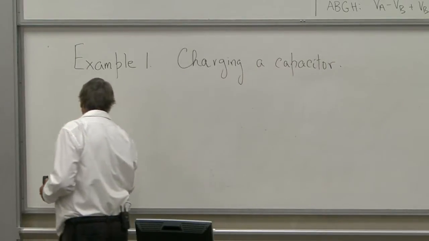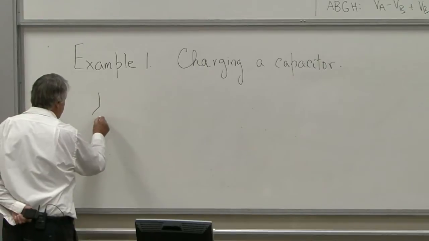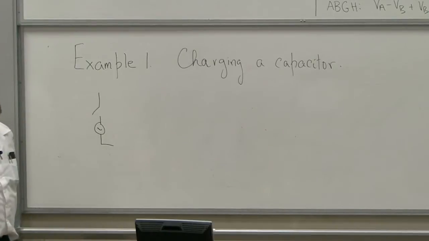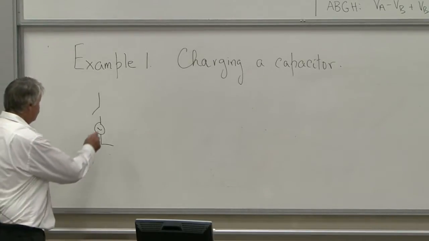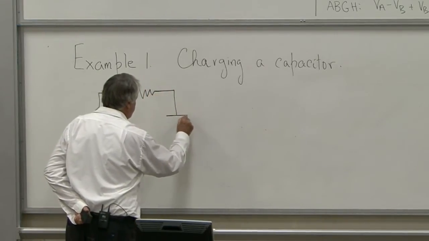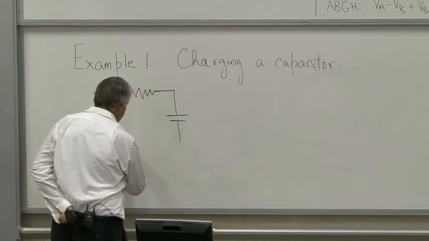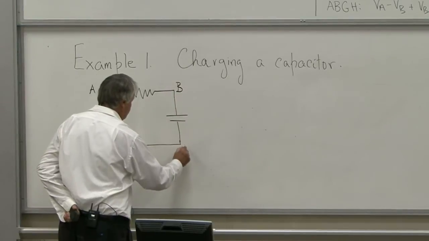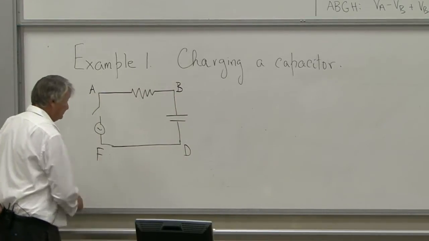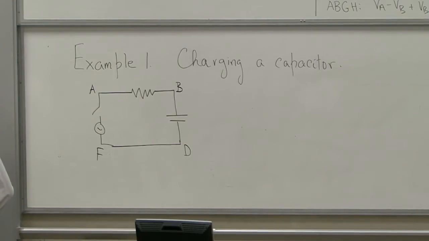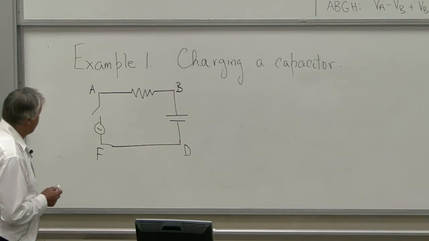Here's the situation. I have some external source here that I'm going to use to provide the charge. I have a resistance here, and I have a capacitance here. So this is A, B, D, F. I don't use C in lettering the corners because we use C for capacitance, and we also sometimes use C for the coulombs in the charge.